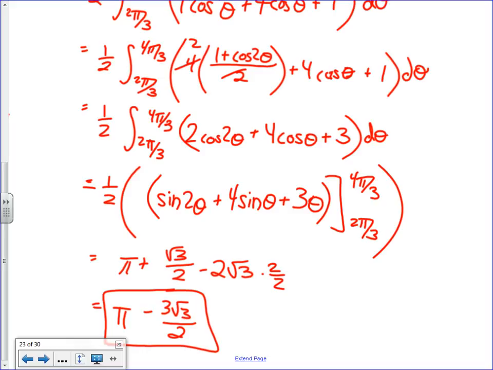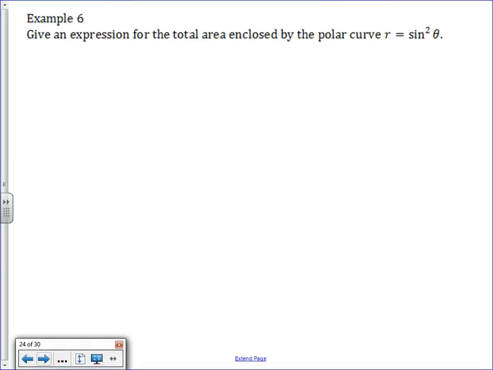I'm not going to solve him all the way through. I'm not going to solve him by hand at all. I just want to see if we can figure out how to do him, how to set him up, okay? At this point, I'm just going to write integrals, no more solving by hand. All right, so in example number 6, give an expression for the total area enclosed by the polar curve r equals sine squared.